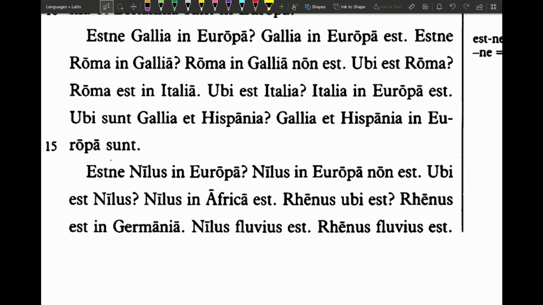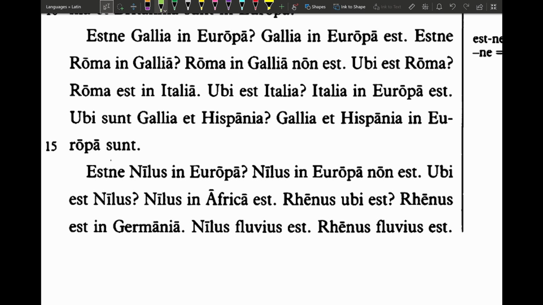Jumping down here to the next, let's see, we're at line 11, Esne Gallia in Europa. So I'm not going to go through the entire text. I just want to show you the essential stuff that we need to learn. The rest of it with the vocabulary list supplied for you. You should be able to read this and understand what's going on. Okay, it just takes a little effort and a little study.